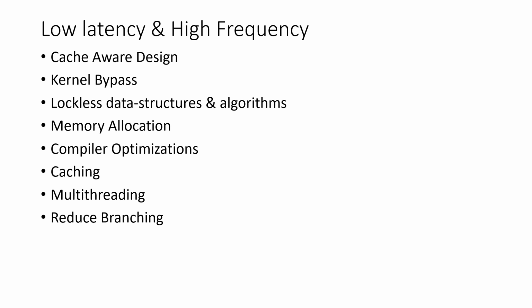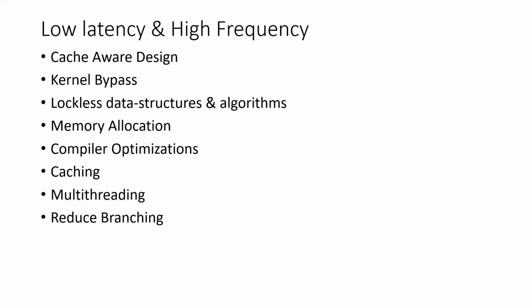Kernel bypass. Kernel bypass basically eliminates the overheads of in-kernel network stacks by moving the protocol processing to user space. Then there are lockless data structures and algorithms. If you are using multi-threading and there are shared resources, then for concurrency control, many times you have to lock the shared resource. That results in a performance hit. Memory allocation: every time you do a dynamic memory allocation, there's a performance hit.